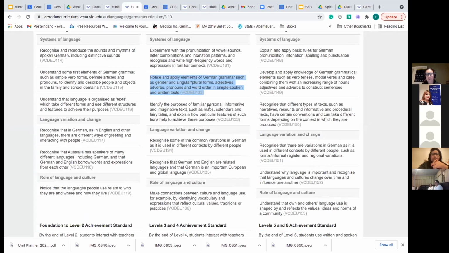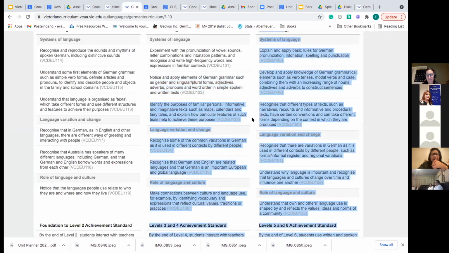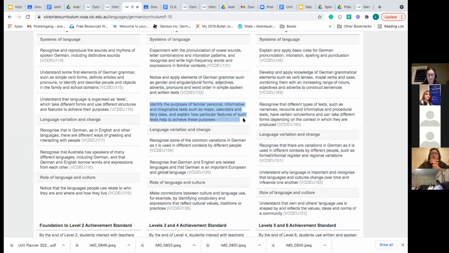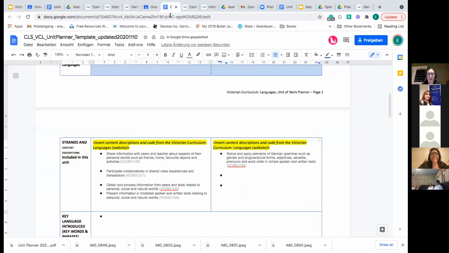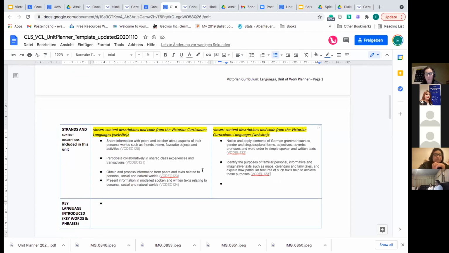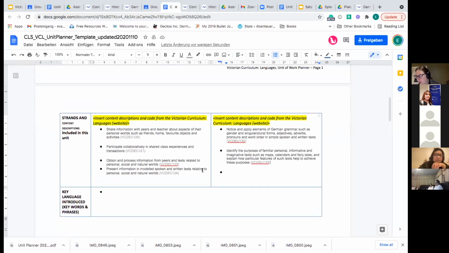Identify the purposes of familiar, personal, informative, and imaginative texts. Yes, they will definitely do that. So I stop here with putting in the strands because I think you get the idea of what it is.